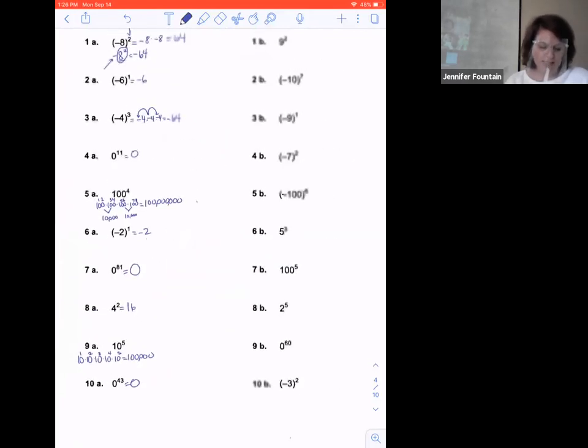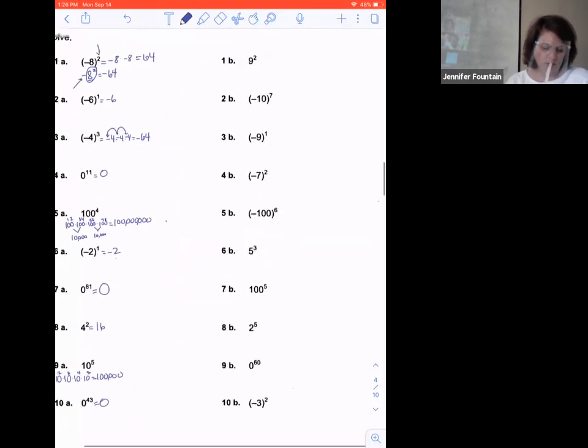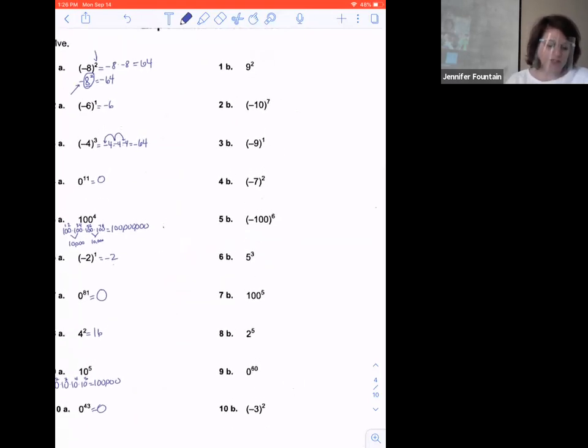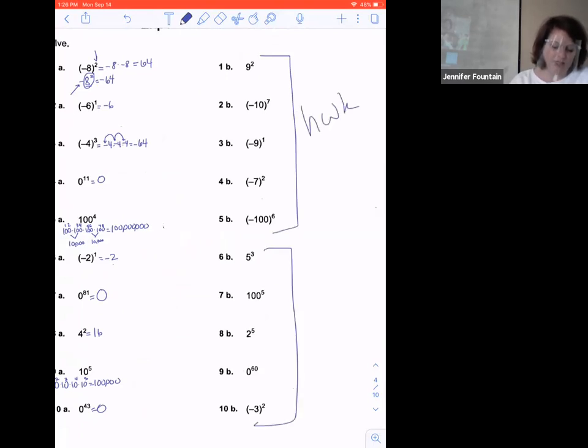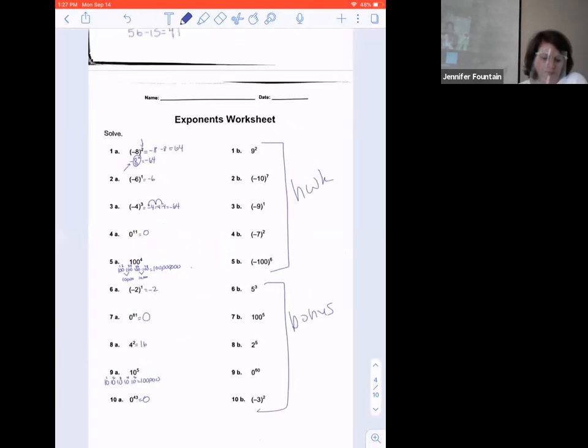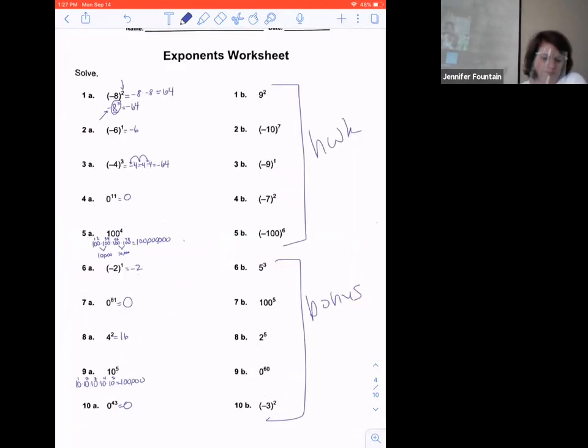All righty, so let's take a look. Let's do 1 through 5 as homework, and then 6 through 10, and this is the B part. So 1B through 5B will be homework, 6B through 10B will be bonus. 6B through 10B.